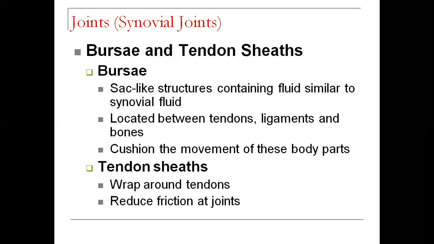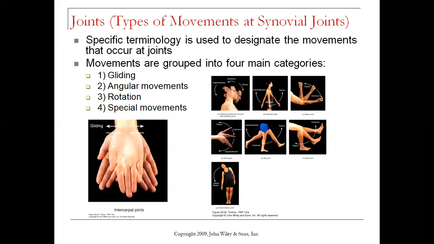Bursae are sac-like structures which contain fluid similar to synovial fluid. And these are located between tendons, ligaments, and bones. The tendon sheaths are the coverings that wrap the tendon and reduce friction. The types of movements permissible at synovial joints are gliding, angular movements, rotation, special movements. Here you can see the diagrams.